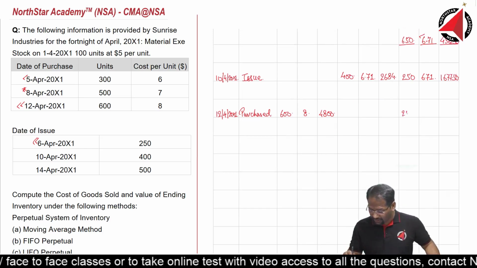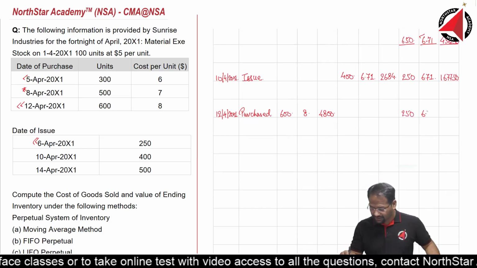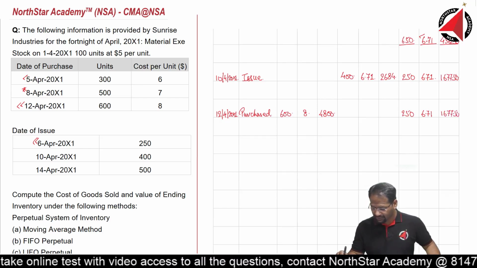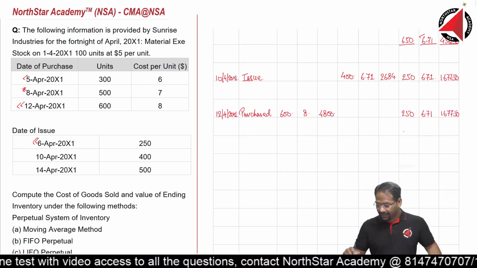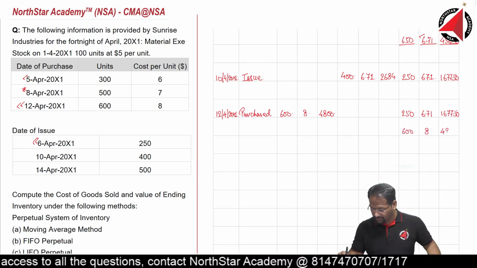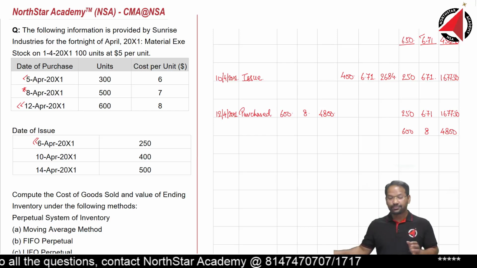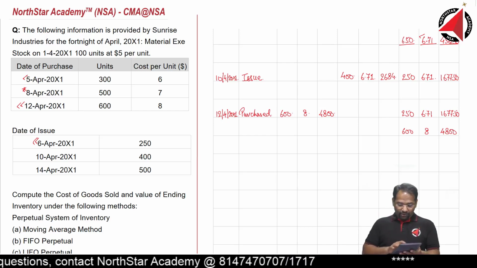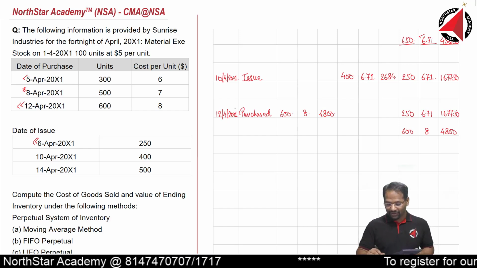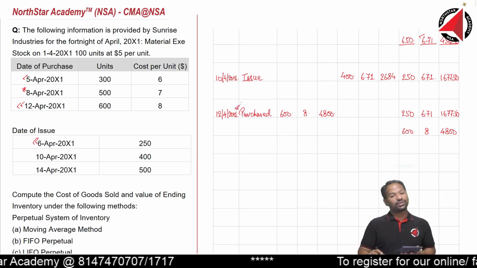Here 250 units, 6.71, 1677.50, and 600 at the rate of 8, 4,800. Correct? Now what do we need to do? Yes, we need to calculate weighted average cost. Why? Because we have again purchased, right?